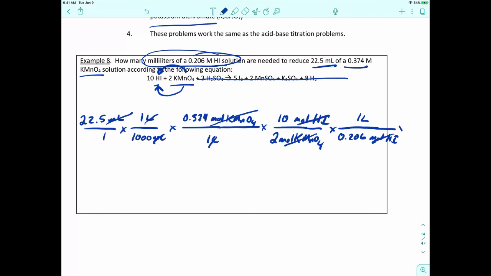We're left with liters. Now the last thing that we need to do is convert from liters to milliliters. So that'll be 1,000 milliliters over 1 liter. So that way the liters cancel out. And we can also cancel out that 1,000 too. Nice. All right, so math-wise, we got 22.5 times 0.374 times 10 divided by the product of 2 times 0.206, and the number I get is 204 even milliliters.